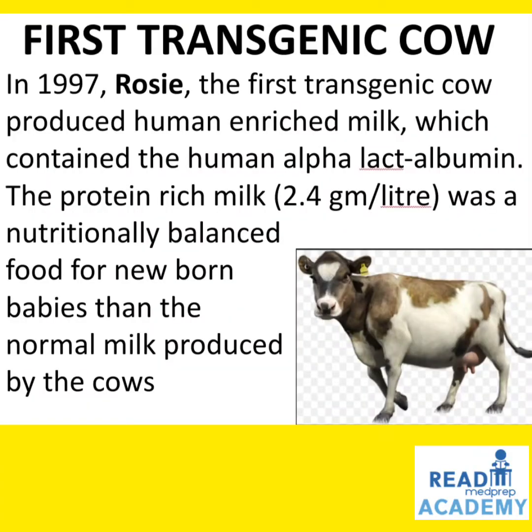First transgenic cow in 1997, Rosie, the first transgenic cow, produced human enriched milk which contained the human alpha lactalbumin, and the protein rich milk, about 2.4 gram per liter, was a nutritionally balanced food for newborn babies than the normal milk produced by the cows.